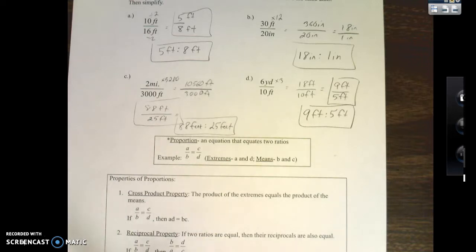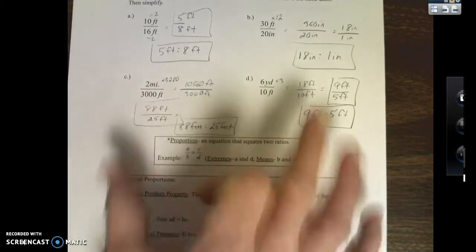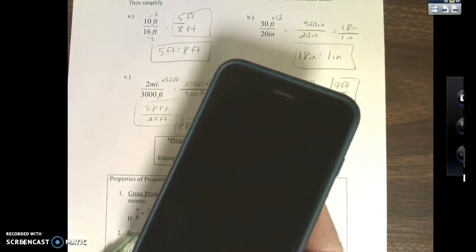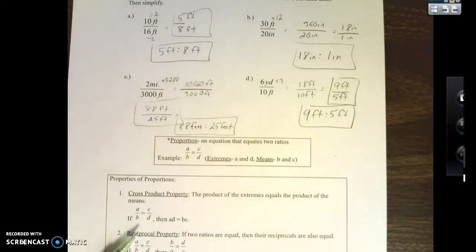Has everyone ever used Google Maps before? Google Maps is just a ratio, okay? Because if you're looking at your phone, and I'm trying to figure out where I'm going, it's not going to be 1-to-1. Because if it was 1-to-1, then the street that you're on would be as big as the street that you're on your phone, which is impossible.